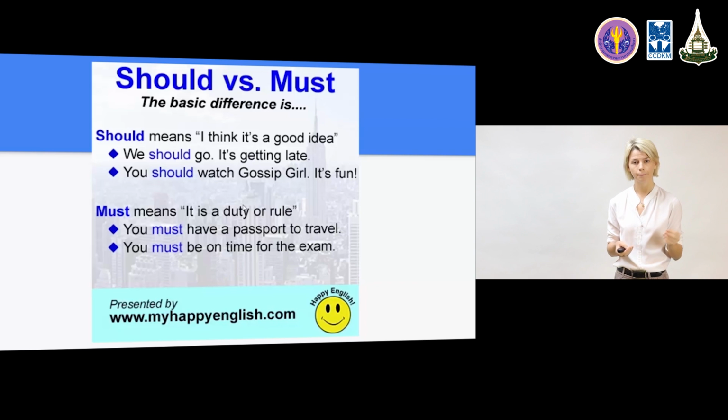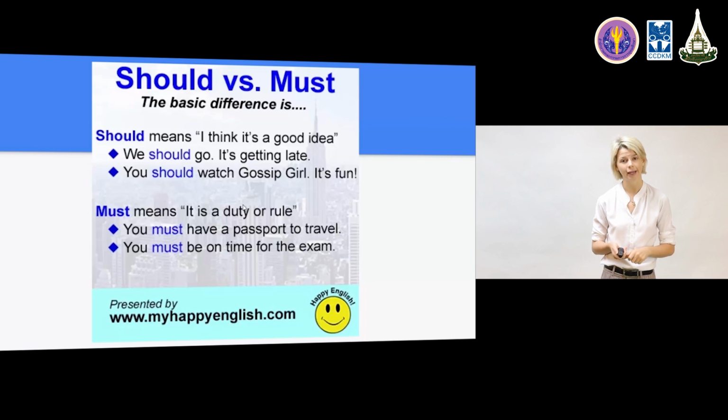Should means it's a good idea. It's a good thing to do, but not necessary. You don't have to. We should go. It's getting late. That's the first example. We should go. It's getting late means it's a good idea to go.